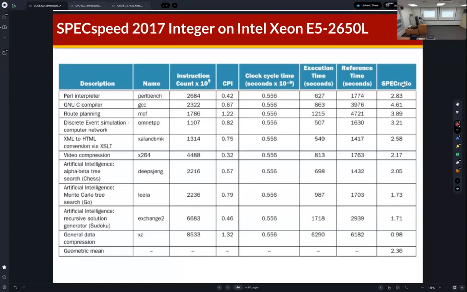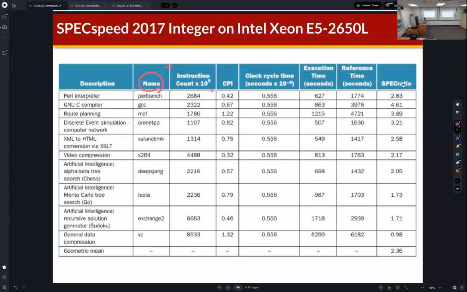Let's see how we can measure the performance of a CPU using SPEC 2017. You can find the names of the applications here. You can find Perlbench and the GCC compiler. SPEC also provides the number of instructions.